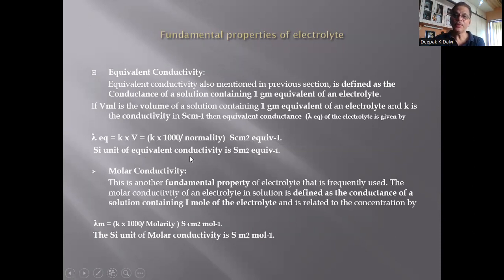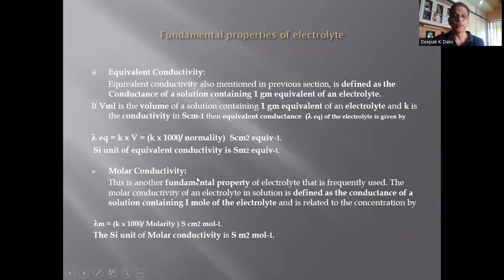So the SI unit of equivalent conductivity will be S m square equivalent to the power minus 1. Equivalent conductivity depends upon the conductivity of that electrolyte solution and the volume of the solution, that is, into 1000 divided by normality.